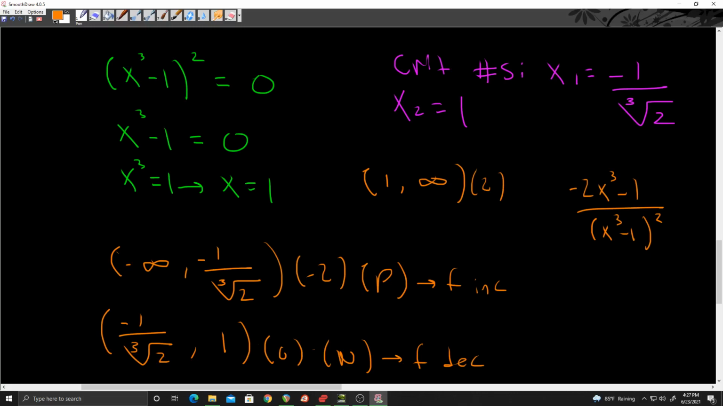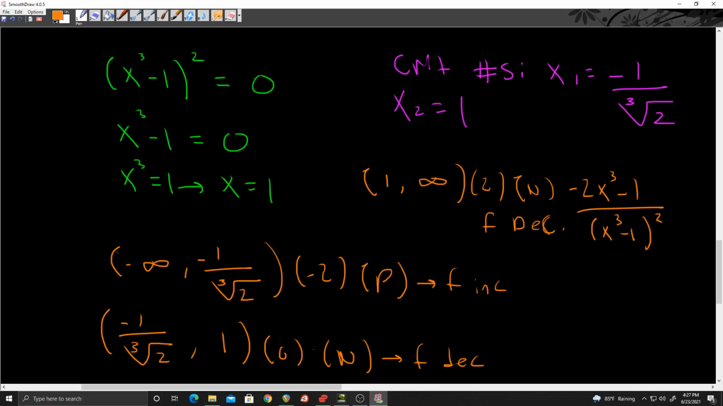And lastly, if I plug in 2, 2 cubed is 8. 8 times negative 2 is negative 16. Negative 16 minus 1 is going to be negative 17. So this is going to be negative. F is decreasing.